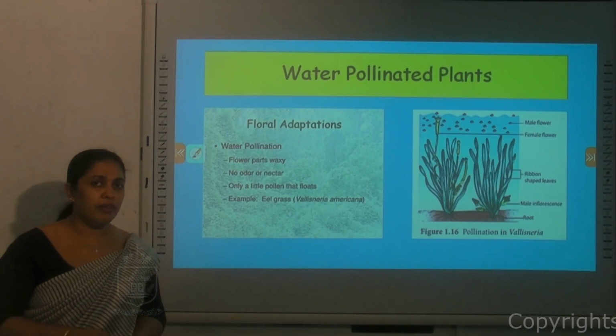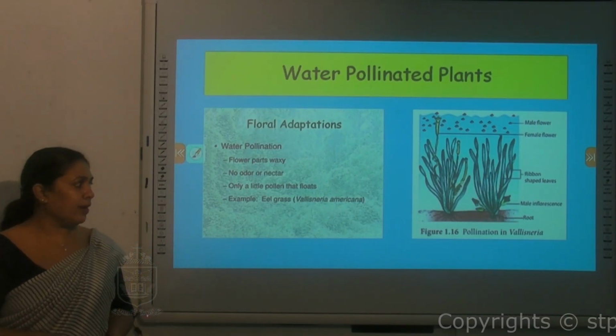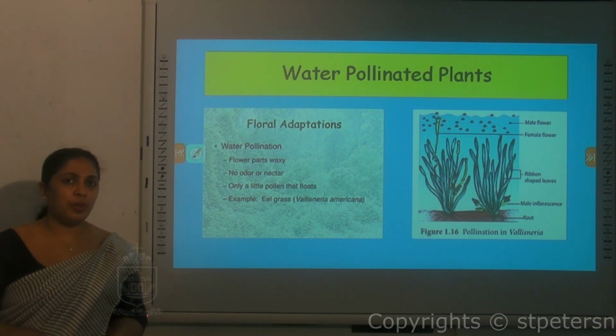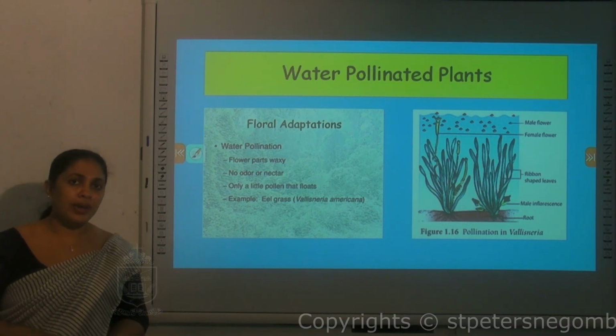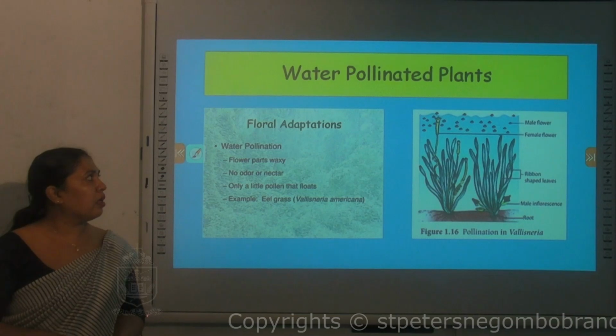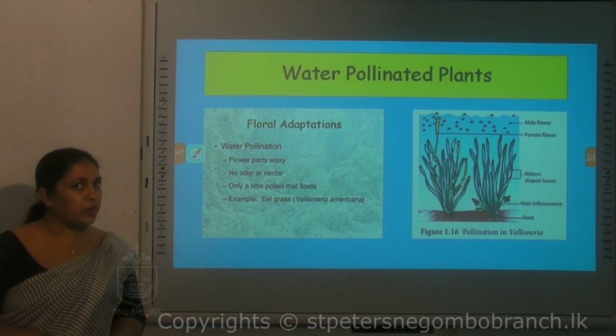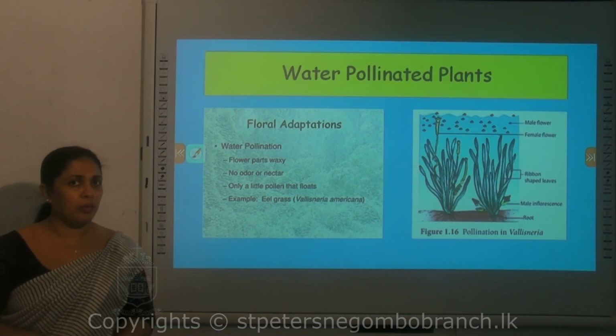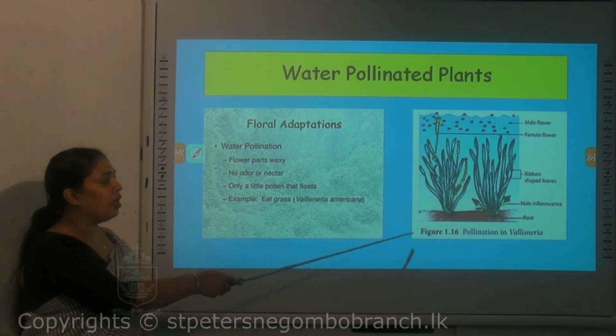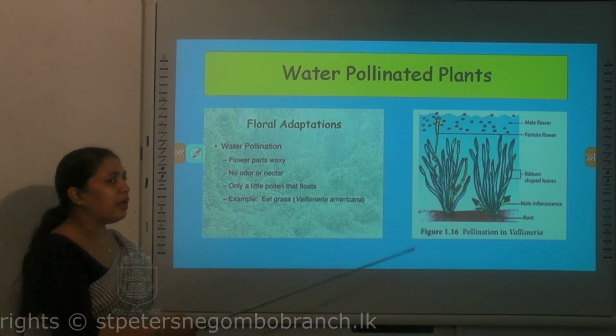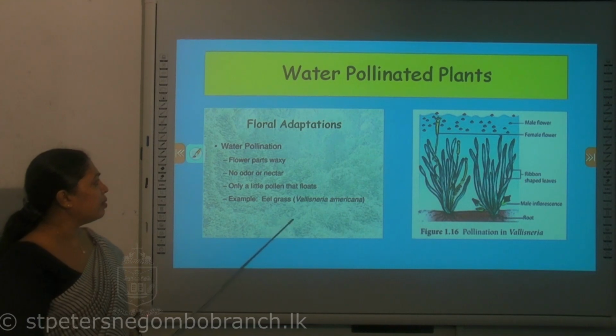Water pollinated flowers are very few. One is Vallisneria. Sometimes people are misled: water lilies are not pollinated by water. They are attractive and scented, and they are pollinated by insects. This is Vallisneria. It is a submerged plant found in fish tanks or ponds.